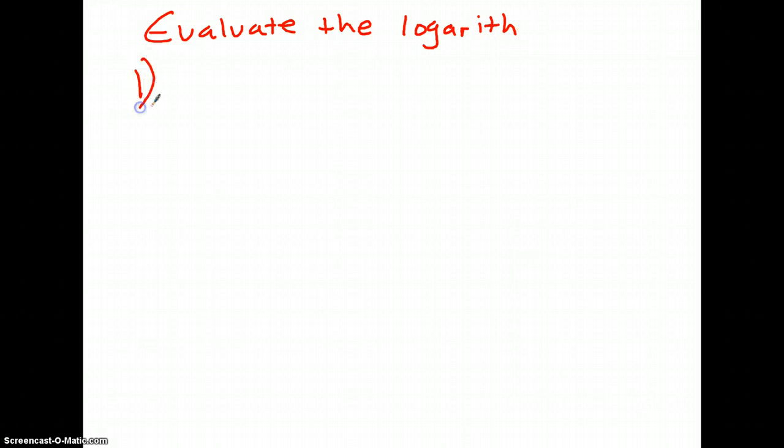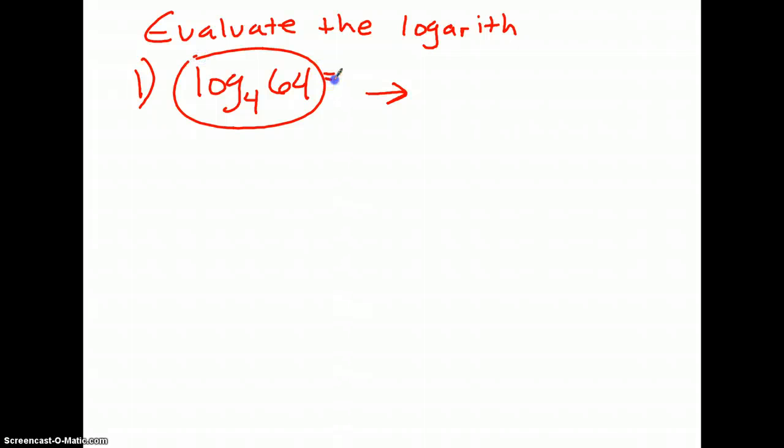Okay, so now let's evaluate some logarithms. We want to evaluate the logarithm. Our first example will be log base 4 of 64. We always want to convert this into exponent form, so that way it's familiar to us. So we want to evaluate this, so basically this equals x. That's what I'm looking for. I want to know what this equals.